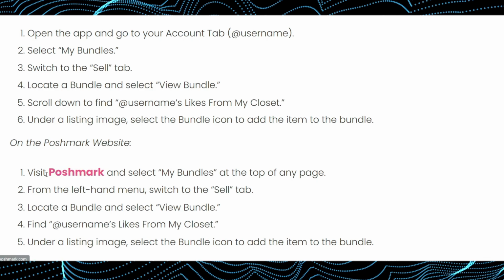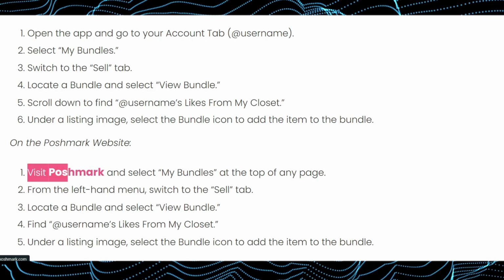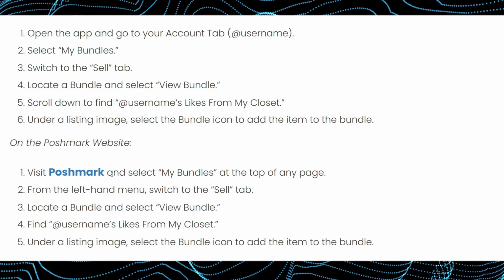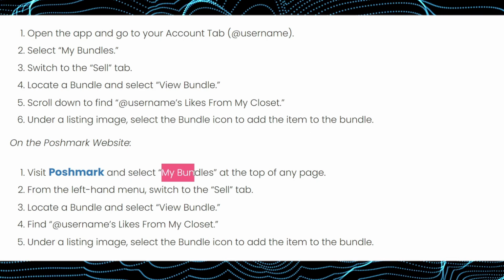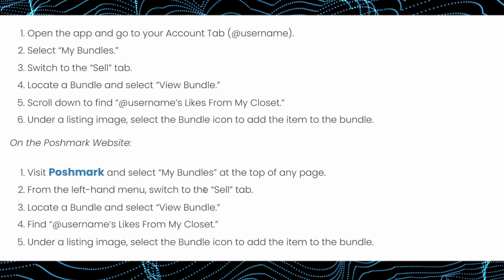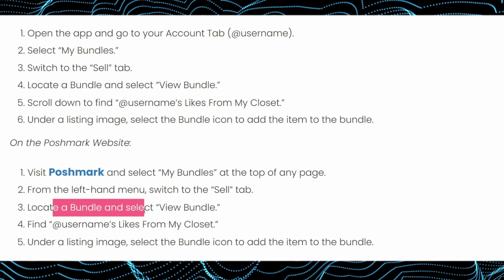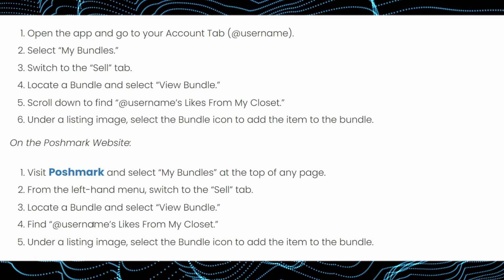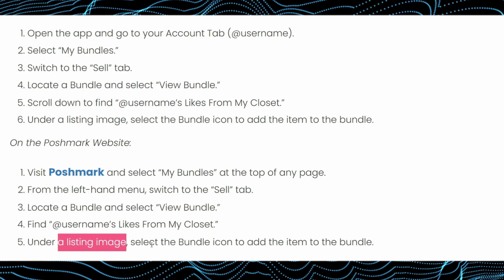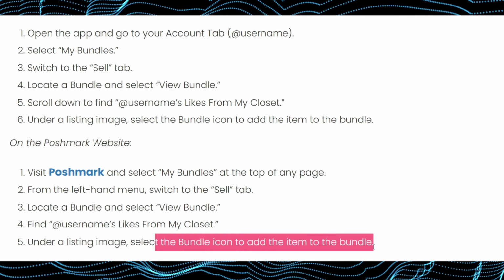However, you can do it on the website as well. For that, you simply have to visit Poshmark's website, which should be poshmark.com, and then select My Bundles at the top of any page. Now from the left hand menu, switch to the Sell tab. Locate a bundle and select View Bundle. Find the username's likes from my closet and then under a listing image, select the bundle icon to add the item to the bundle.